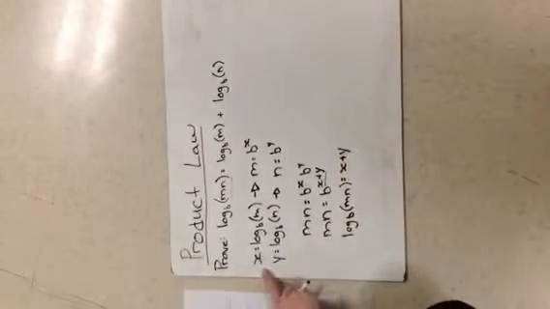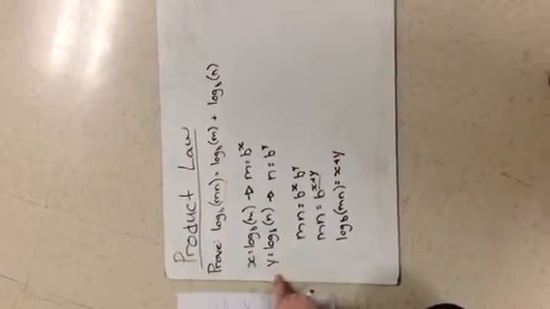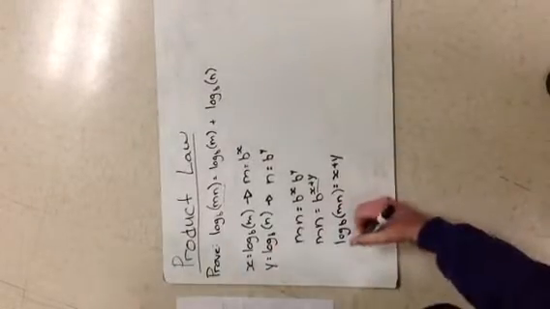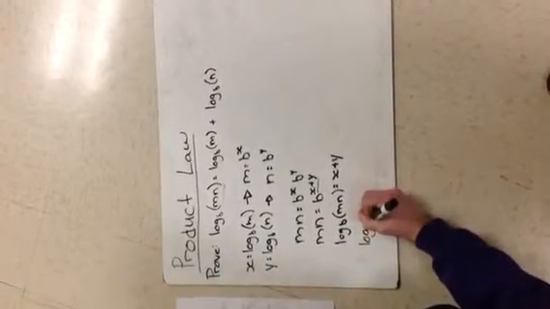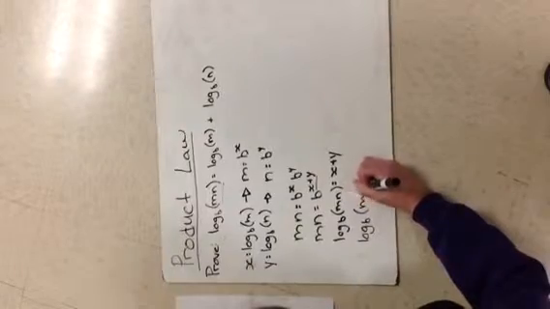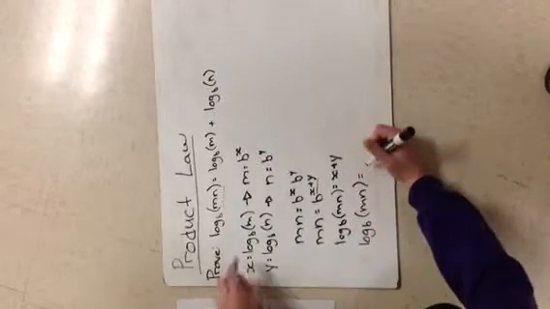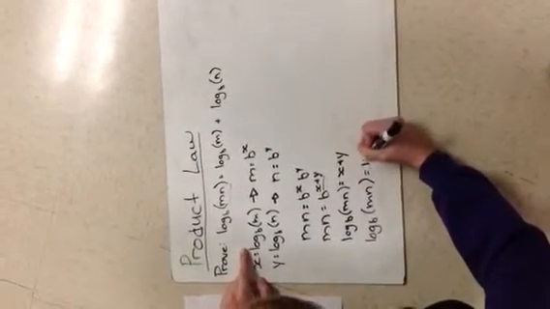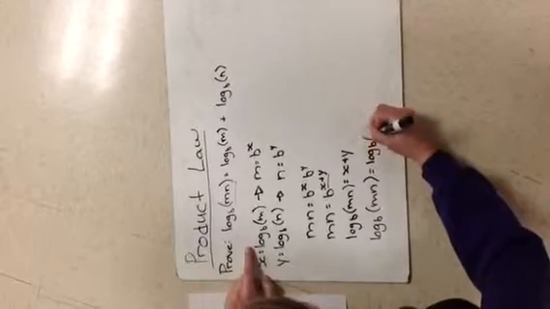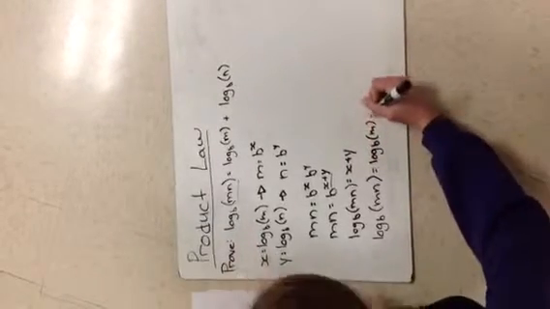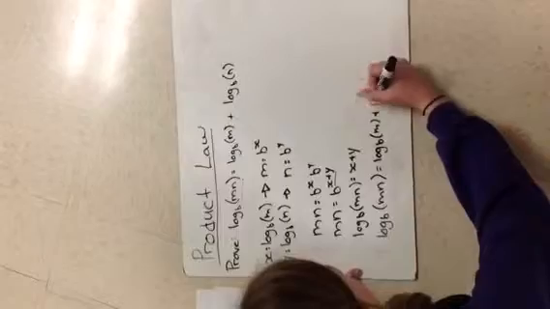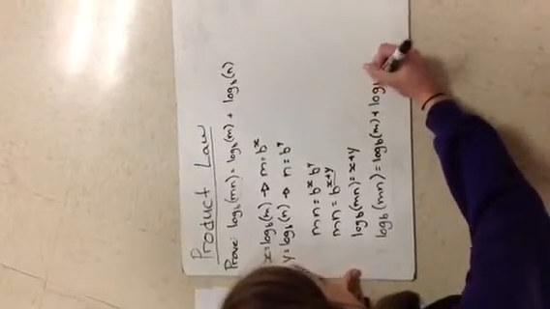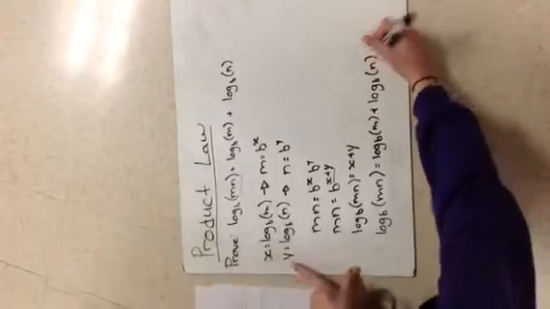Now we go back to the beginning and we know what x equals and we know what y equals, so we just have to plug that in. So we can say that log b mn equals x, which is log b m, plus y, which equals log b n. And that is how you prove the product law.